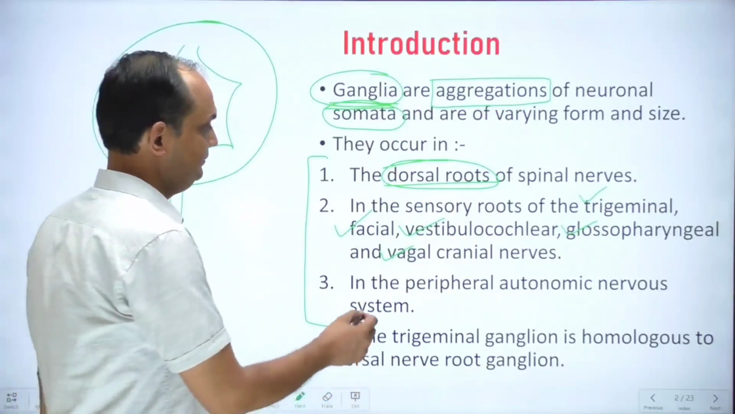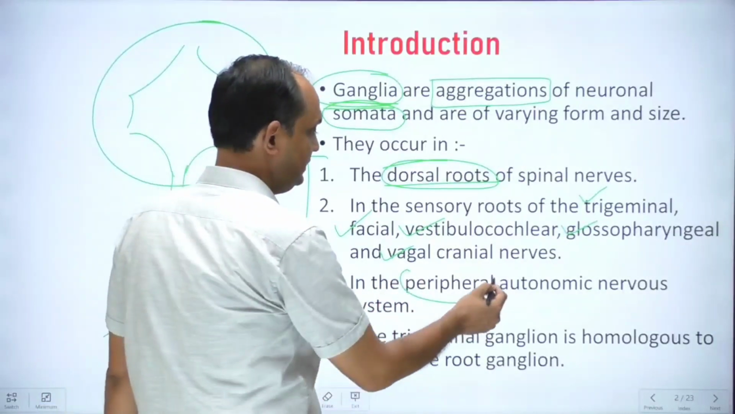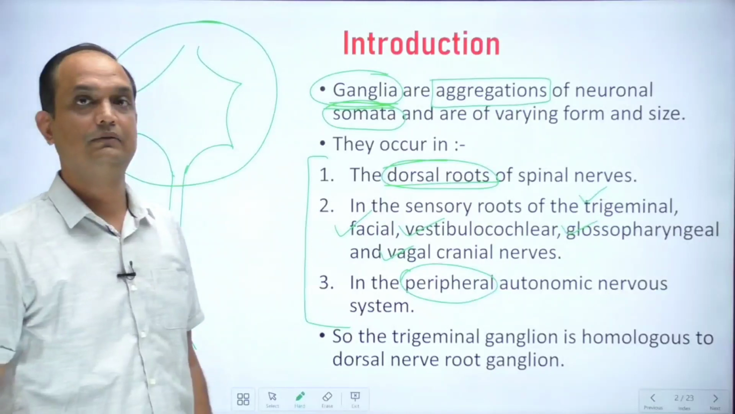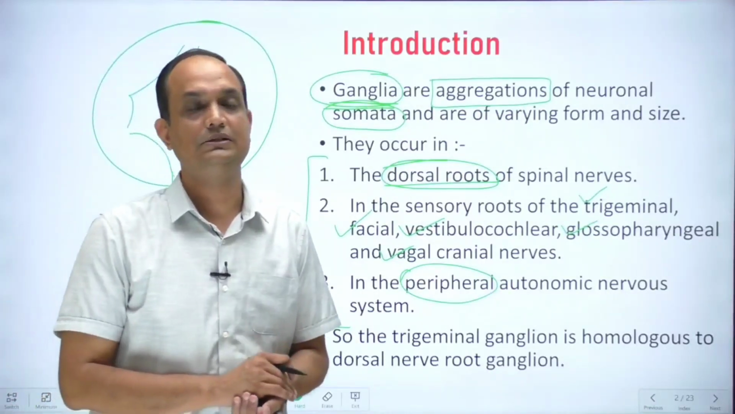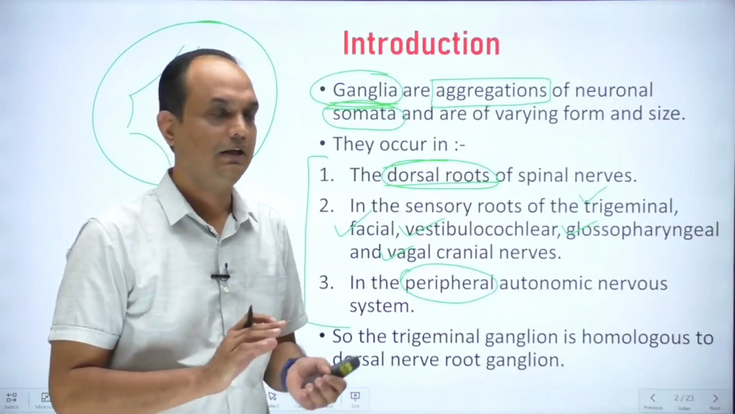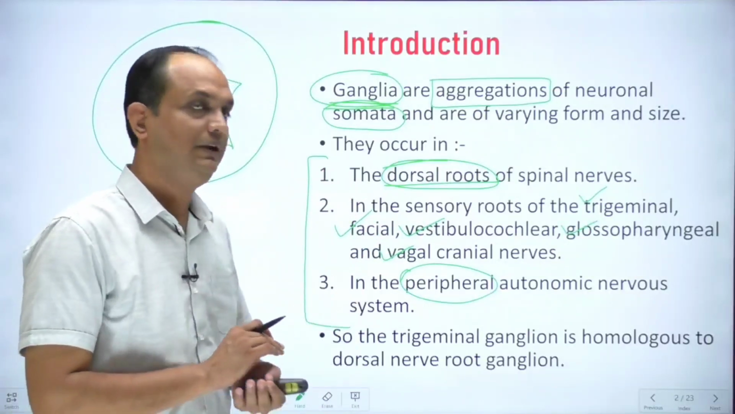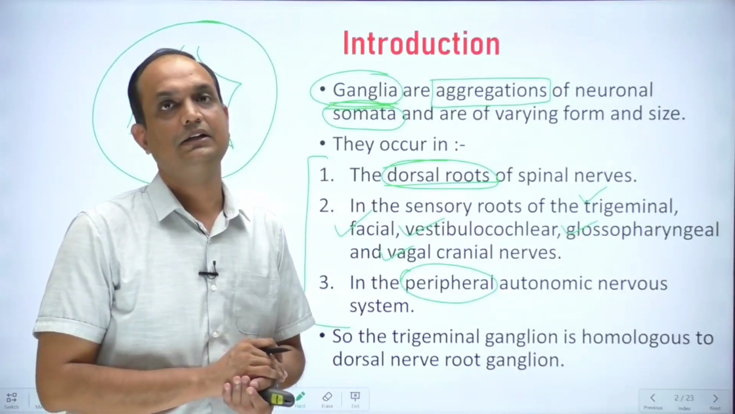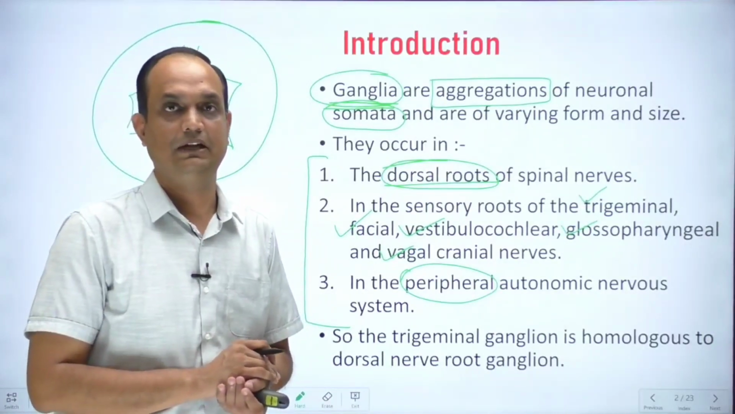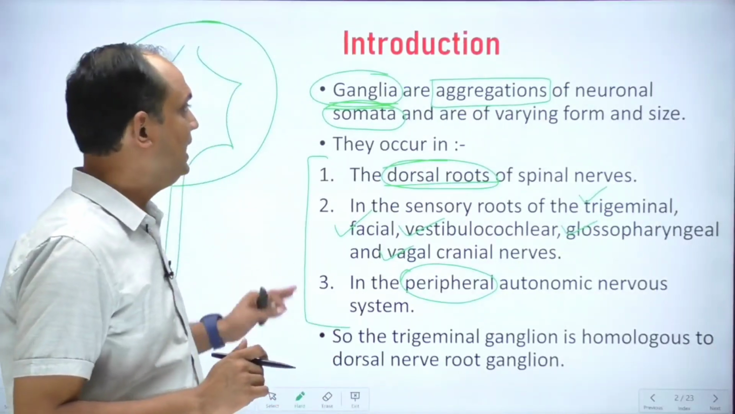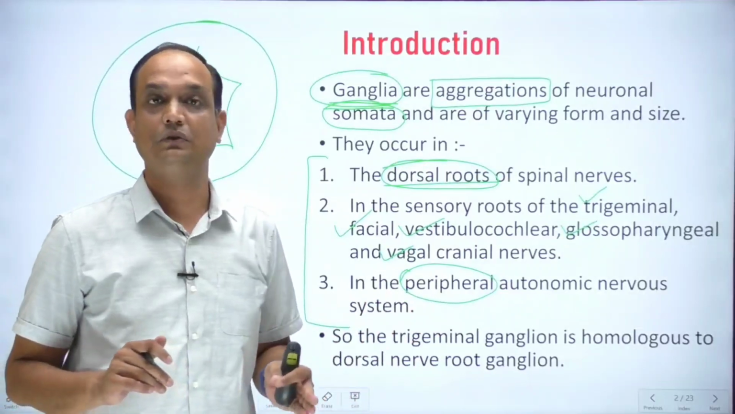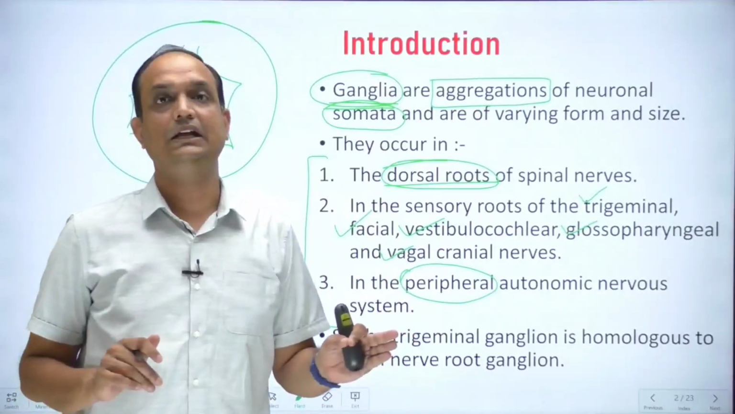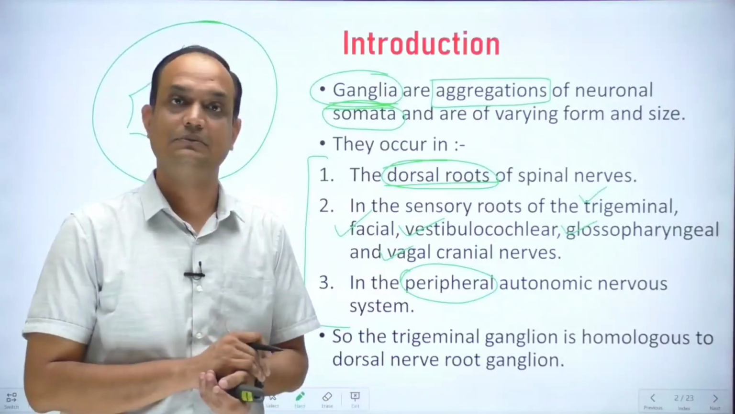Apart from that, we have the ganglia associated with the sympathetic trunk, which is part of the autonomic nervous system, and those are known as sympathetic ganglia. So basically, when we are studying ganglia, we should have an idea of where ganglia are found. These ganglia are actually collections of neurons, and today we are dealing with one of the ganglia of the cranial nerves, that is the trigeminal nerve.